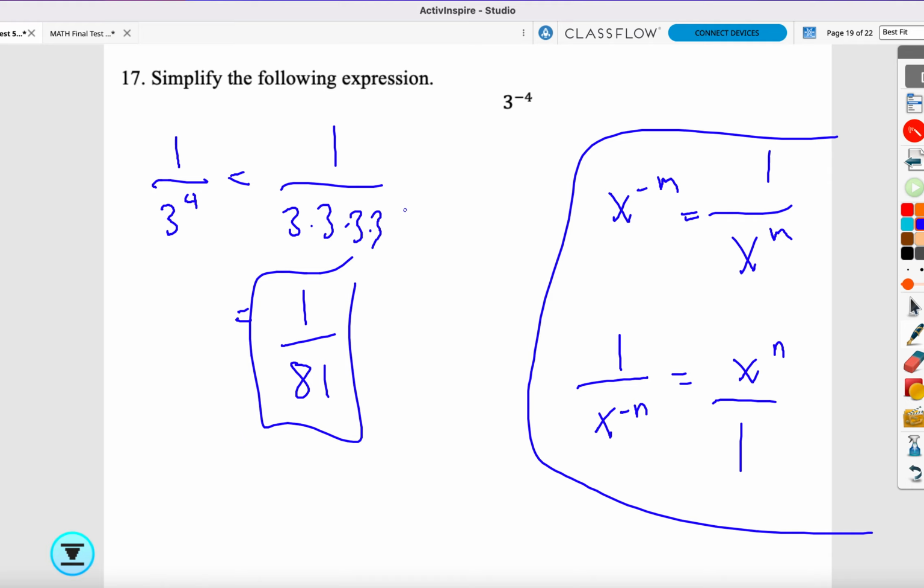So this is not a less than, guys. This is an equals. My apologies. Let me erase that and fix that. So this is an equals to. All right, we're almost done, guys.